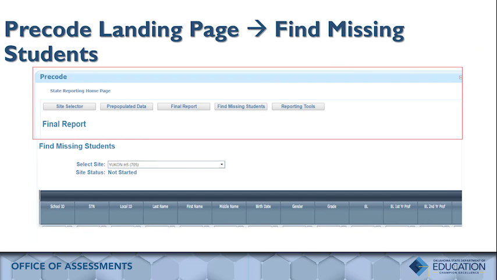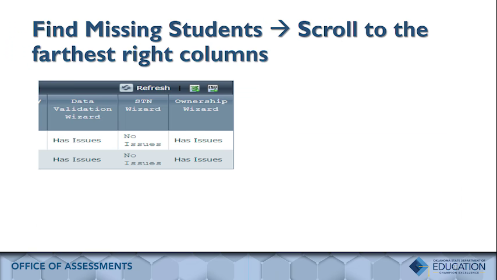From the navigation bar, you can move to the Find Missing Students page. This takes you to a list of students the SDE believes should be in your Precode report but have errors with some of the required fields. When you scroll to the far right of the Find Missing Students report, there are 3 columns where it indicates if the student has issues in any of the wizards. When it states has issues, a link is provided to the Data Validation Wizard, STN Wizard, and Ownership Wizard to the listed issues for the student. For further information about the wizards, you can view the 2016 WAVE trainings from the Documents section under the Resource tab in the WAVE.